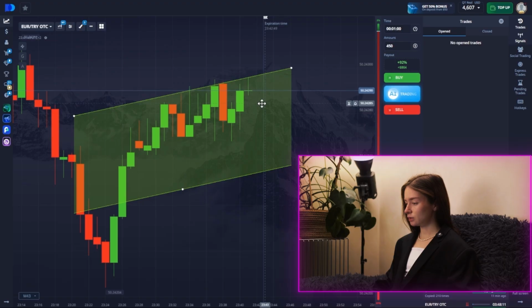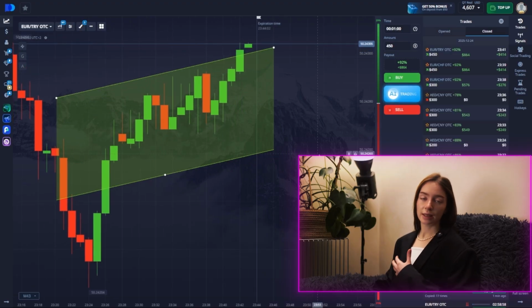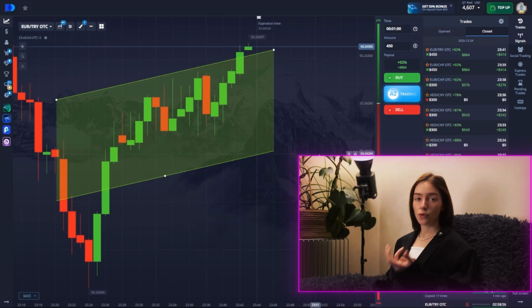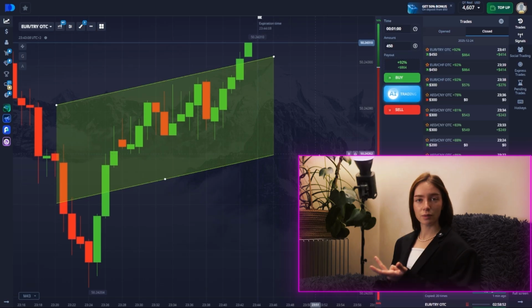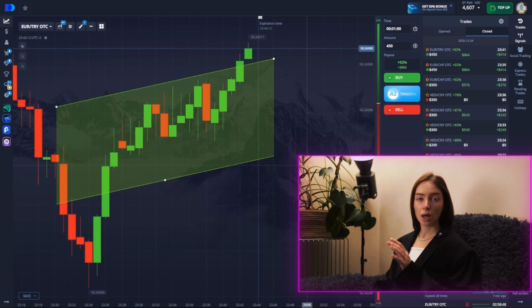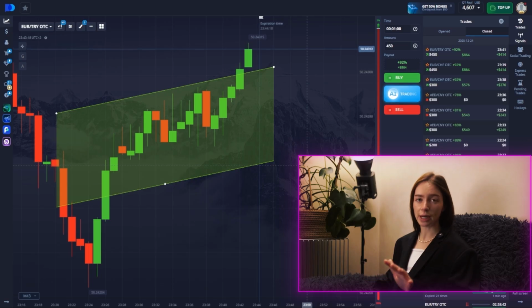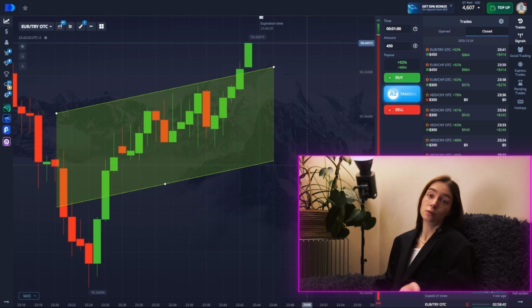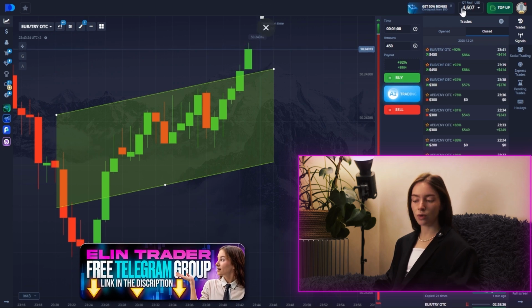Super, just excellent. Let's summarize the key points. First, determine the direction. Second, build parallel channels. Third, wait for price to approach the boundary and enter in the direction of the trend, and don't trade in chaos. That's the whole strategy. Now I'll withdraw my profit.